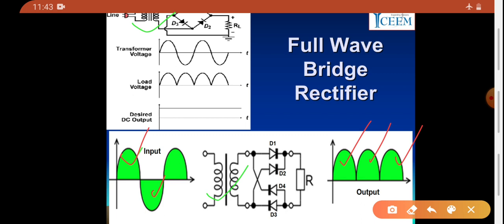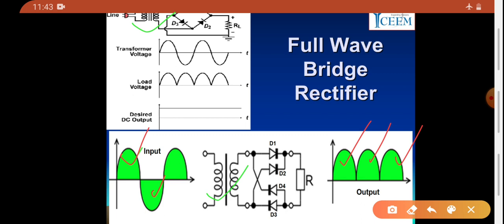Okay, if you compare the efficiency of these three types, in a half wave rectifier only one diode is used, in a full wave rectifier two diodes are there, in a full wave bridge rectifier four diodes are there. So the task is same, but in the bridge rectifier four diodes are used, that means two diodes are conducting at a time, that's why efficiency is more in case of full wave bridge rectifier. So higher efficiency for full wave bridge rectifier.